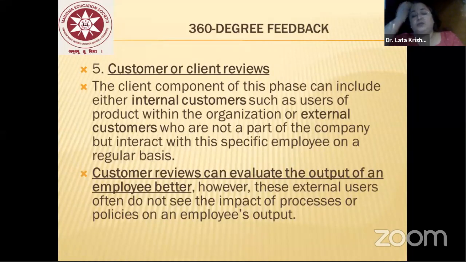However, though for the internal users the reports may be useful, the externals may not understand the importance of that report, and therefore they may not be giving proper feedback, because they don't know the background, the processes, or the policies on an employee.